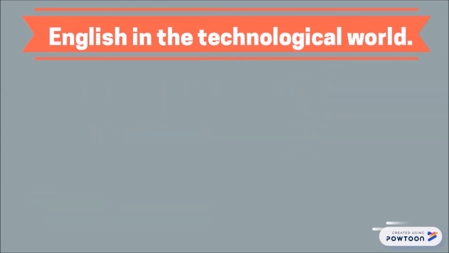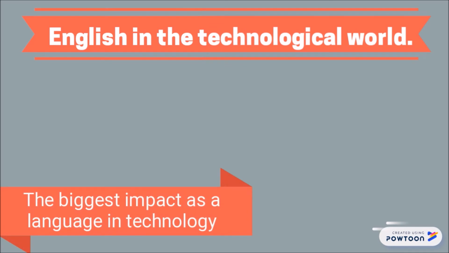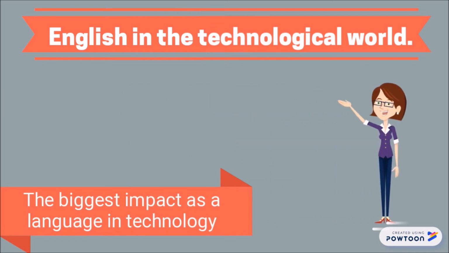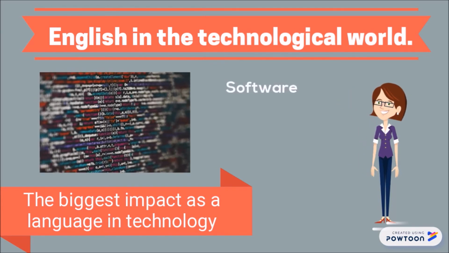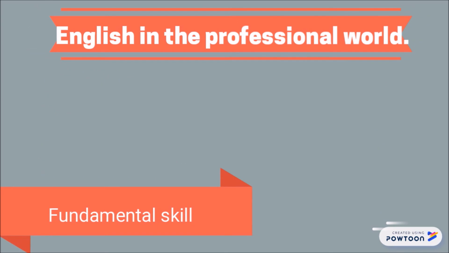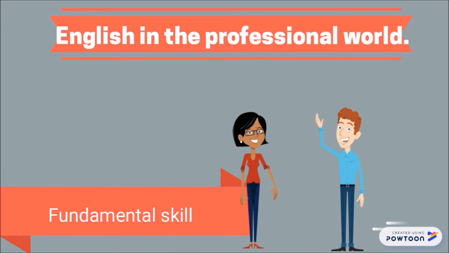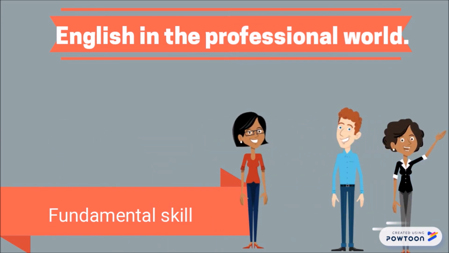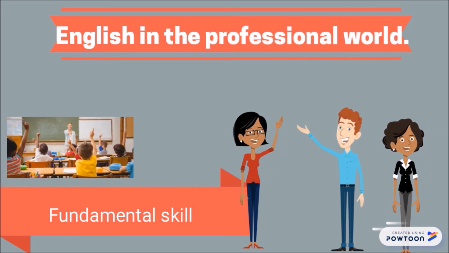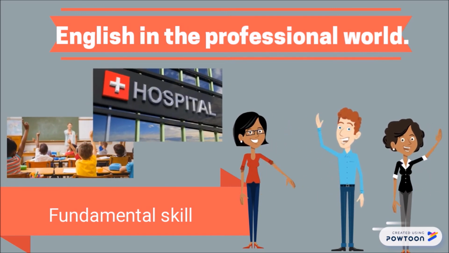In the technological world, English has had the biggest impact over any language, at least in the last decades. An example of this is that almost every programming language makes use of English. So if you want to develop software, you must speak English. In the professional world, English has become a skill every professional around the world must have. Due to globalization, English is present in different fields like education, technology, health, business, among others.